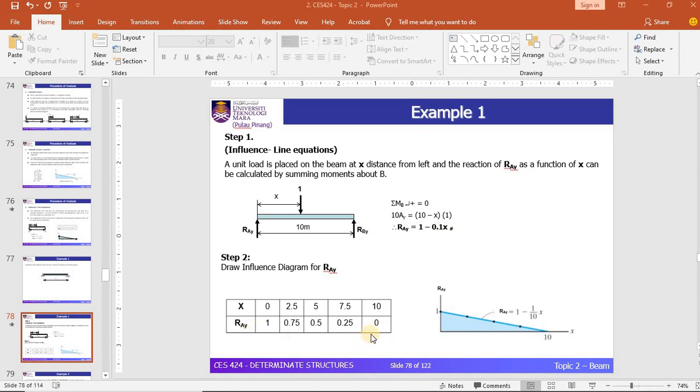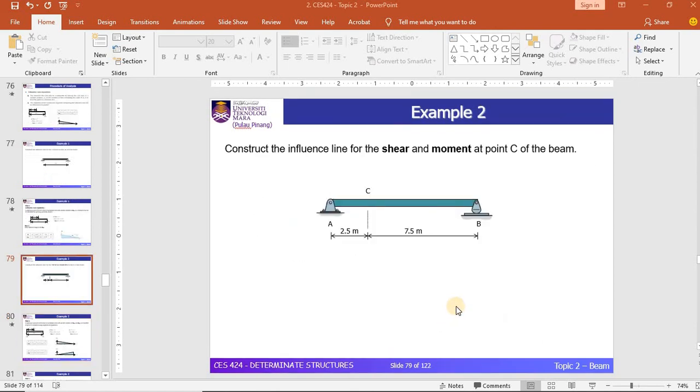And you can proceed to plot the graph of ILD, which is specifically for reaction at support A. Actually, you can get the equation of the line, which is equal to 1 minus 1 over 10x. This is the line equation that you have learned in mathematics, where y equals mx plus c. You can identify the slope, and you can see that the intercept value c is equal to 1 here.